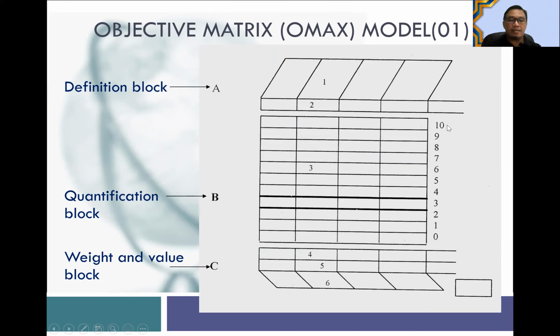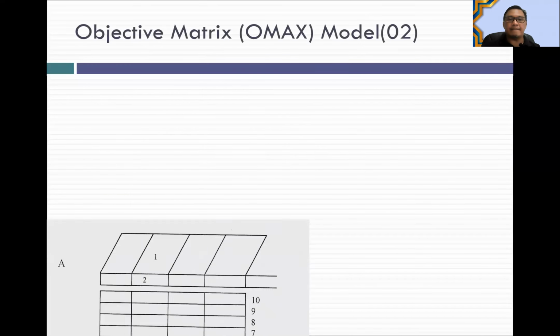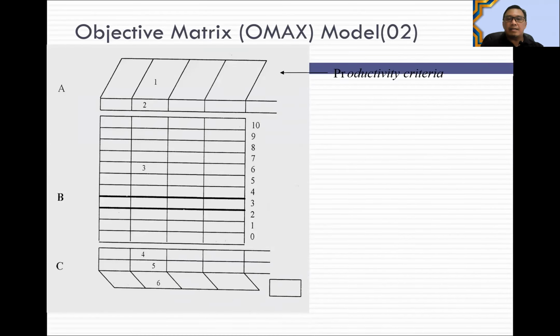All right, and the C part is the weigh and value block. Each productivity criterion in the definition block, or A part, will be given a weight, as well as the value. Those are A, B, and C. And like I mentioned, on the top of the OMAX model are the productivity criteria.